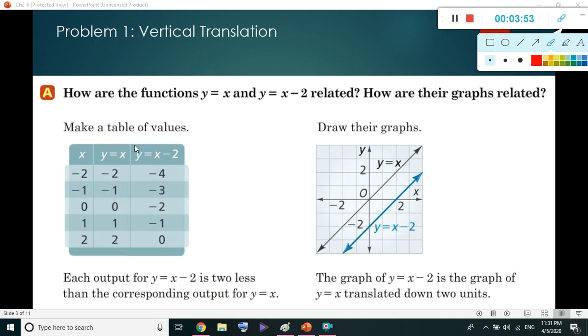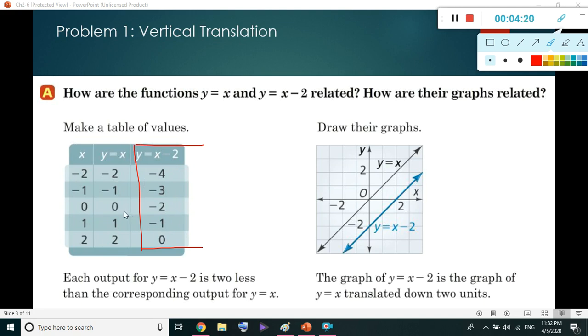Now for the second function, which is y equals x minus 2, you're just going to substitute x over here. Negative 2 gives me negative 4. Negative 1 gives me negative 3, and so on. So you're just going to substitute and find the values in the table. This is how we make the tables and solve the values.